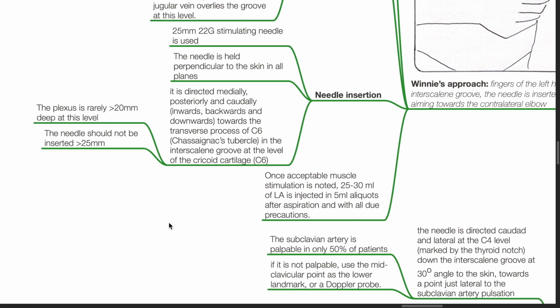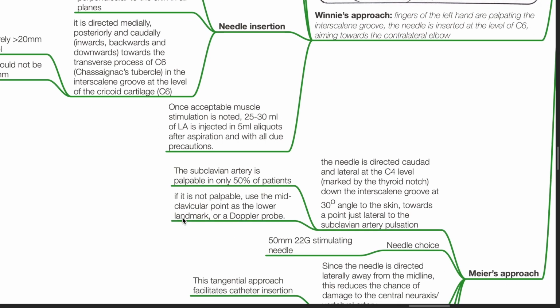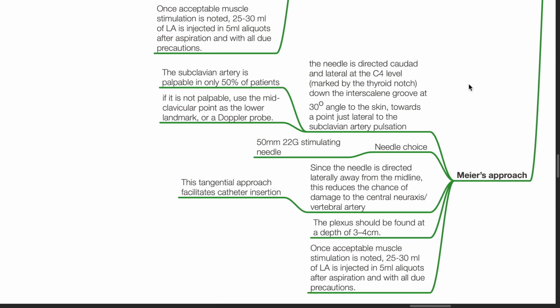Once acceptable muscle stimulation is noted, 25 to 30 ml of LA is injected in 5 ml aliquots after aspiration with all due precautions. The Meier's approach. The needle is directed caudad and lateral at the C4 level, marked by the thyroid notch, down the interscalene groove at a 30 degree angle to the skin, towards a point just lateral to the subclavian artery pulsation.